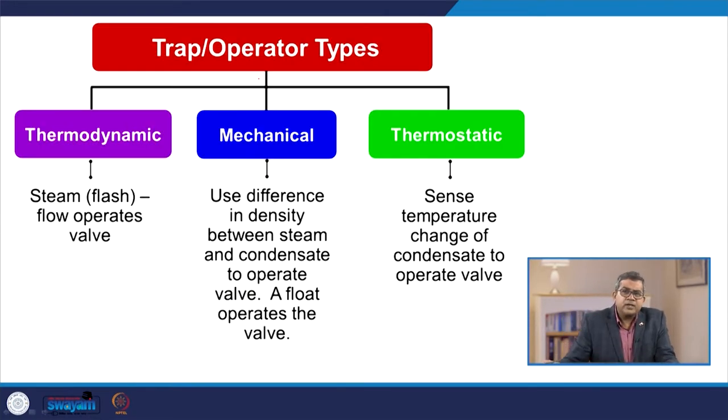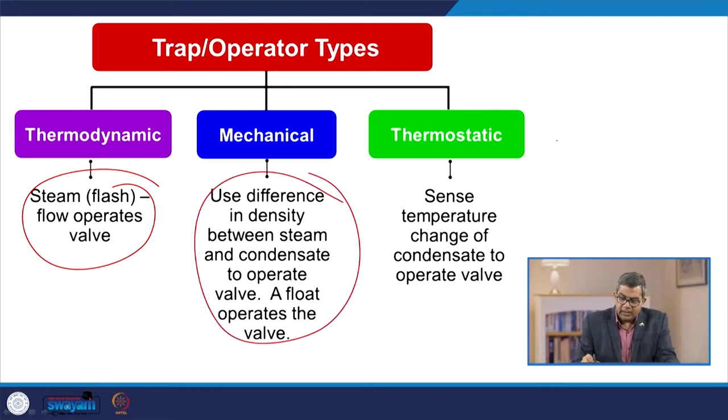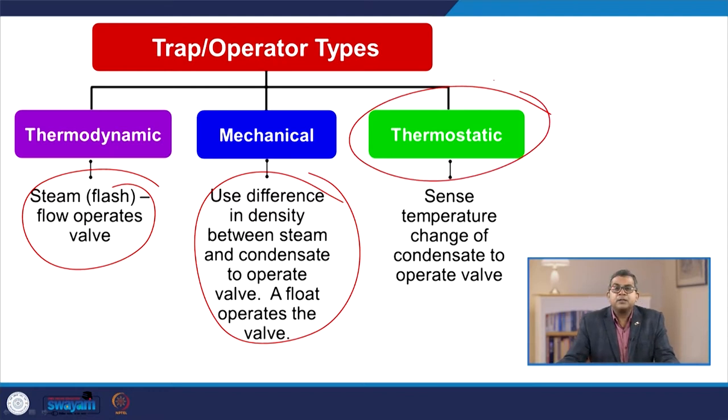Let's talk about the different types of trap operators. When we discuss steam traps, they are always attributed to different types of operator. One operator is the thermodynamic type, where steam usually flashes. This is the flow operated valve. Then the mechanical type uses the difference in density between the steam and condensate to operate the valve, where a float operates the valve. And the last one is the thermostatic, which senses the temperature change of the condensate to operate the valve.